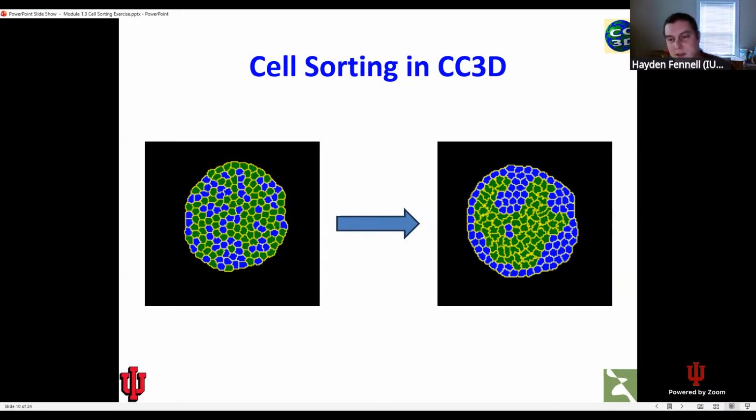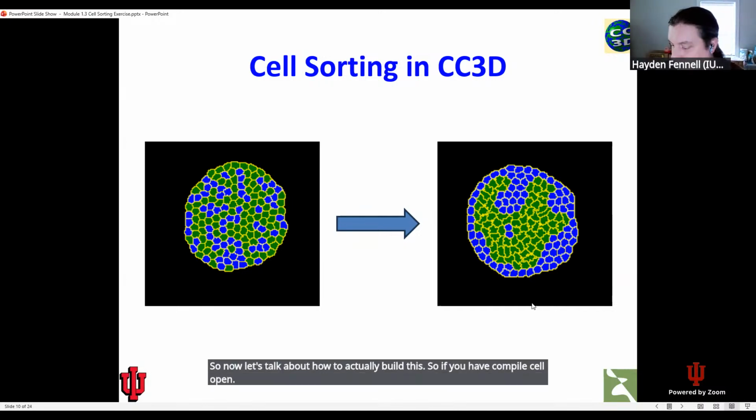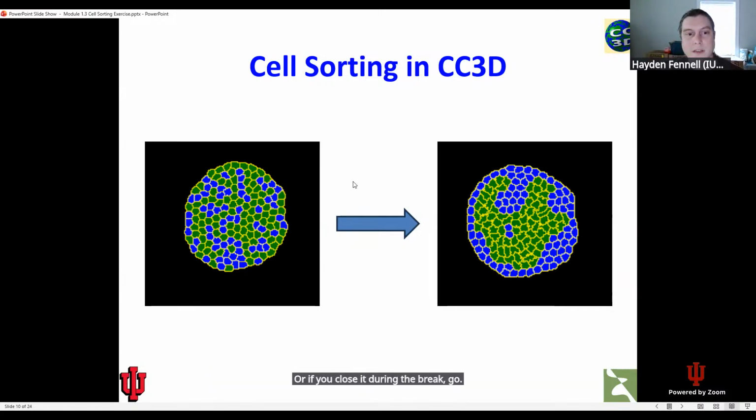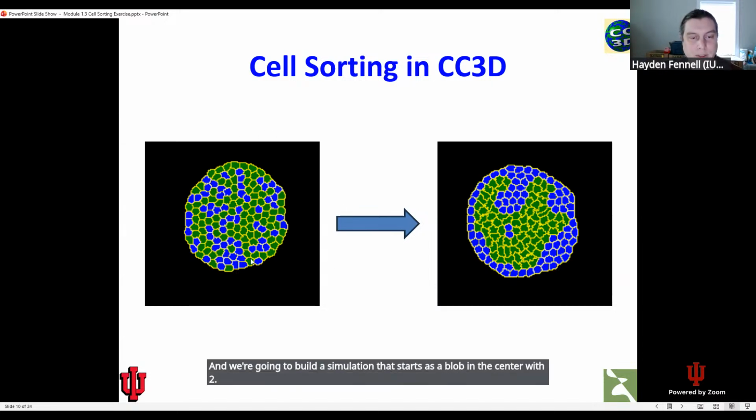So now let's talk about how to actually build this. If you have CompuCell open, or if you closed it during the break, go ahead and reopen it now. We're going to build a simulation that starts as a blob in the center with 2 cell types randomly distributed throughout the aggregate, and have it sort into a system where one engulfs the other.